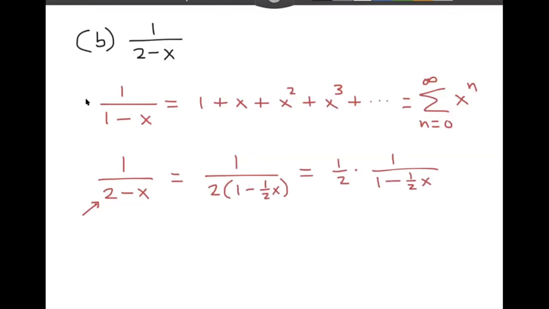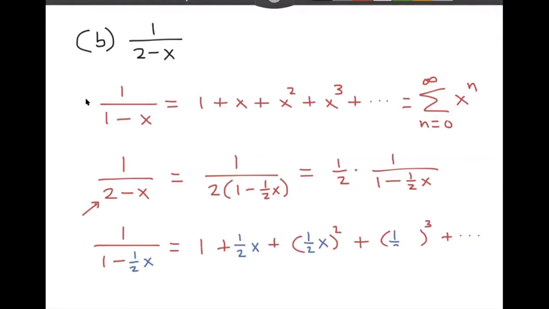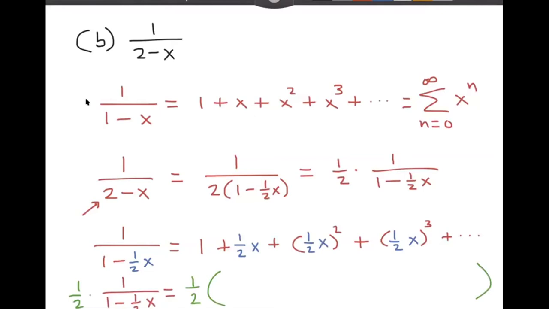So I need to do two things. I need to take the Maclaurin series for 1 over 1 minus x, and I need to replace x with 1 half x. That should be easy enough. Just take out all of those x's and put a 1 half x there. Then we have to multiply that series by 1 half. So 1 half times 1 over 1 minus 1 half x is just going to be 1 half times this entire series.